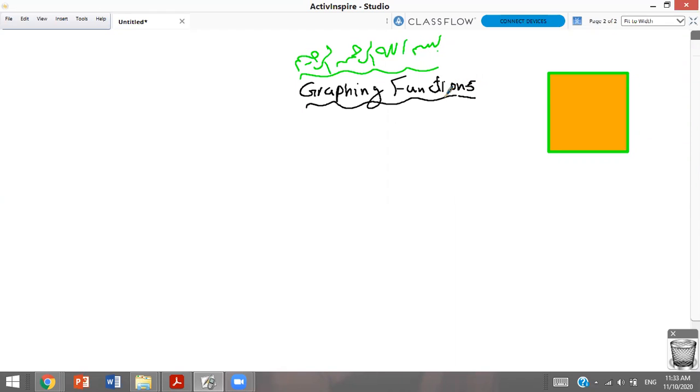Okay, today we are talking about graphing functions. We will complete our lesson. Yesterday we took the constant functions, like if f of x equals any number, then we will complete today our types of functions.